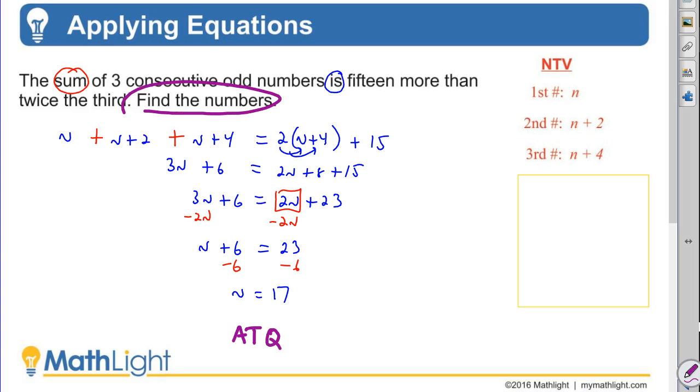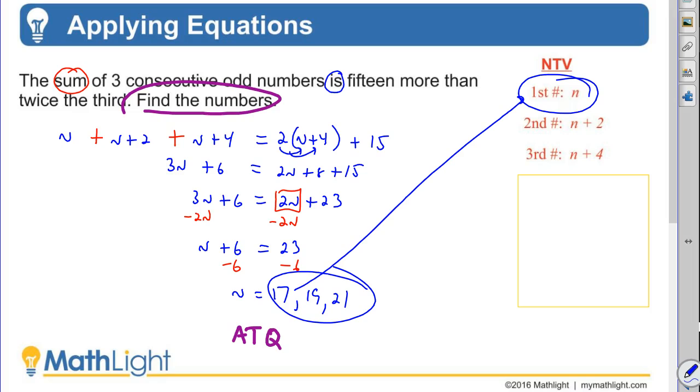So what did I find? Because I NTV'd, I know I found the first number. How do I get the second? Add 2 to it. How do I get the third? Add 2. How do I get the next one? Add 2 to it. And 17, 19, 21 are the numbers. Okay, that's it.